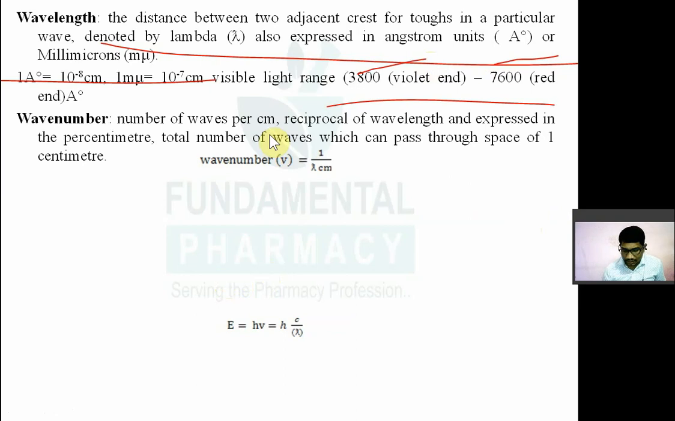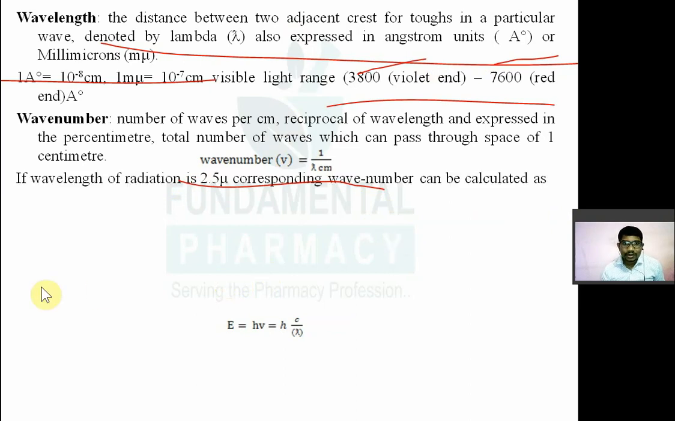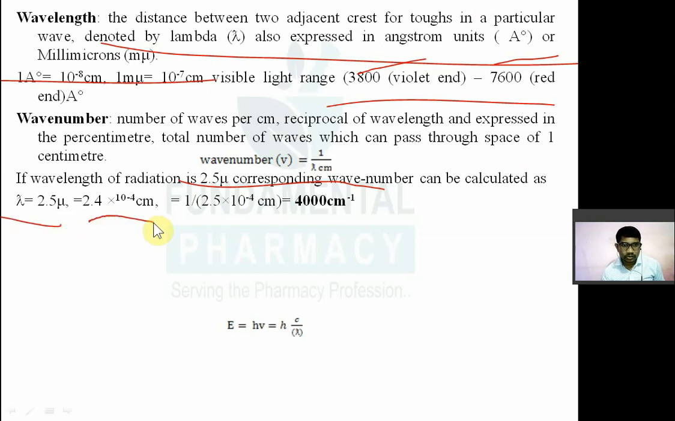Wave number is the reciprocal of your wavelength. Okay, here you can see the formula for it: wave number is equal to reciprocal of wavelength. If the wavelength of radiation is 2.5 micron, the corresponding wave number will be calculated by the formula. For example, lambda is 2.5, meaning the wavelength is 2.5 micron, which is equal to 2.5 into 10 raised to minus 4 centimeter. The formula is 1 upon wavelength, so 1 by 2.5 into 10 raised to minus 4 centimeter, so it is nothing but 4000.